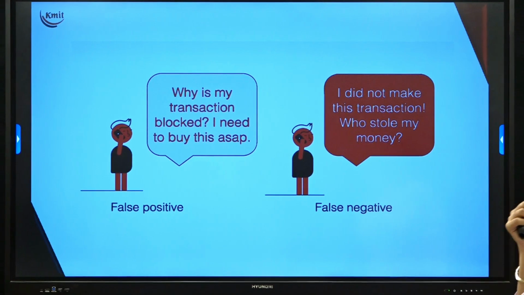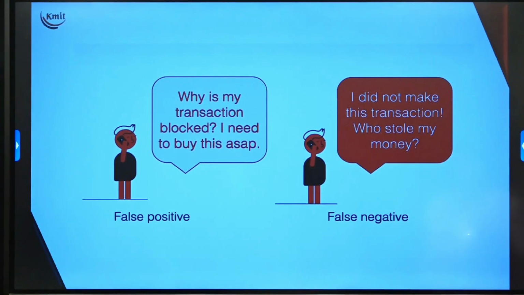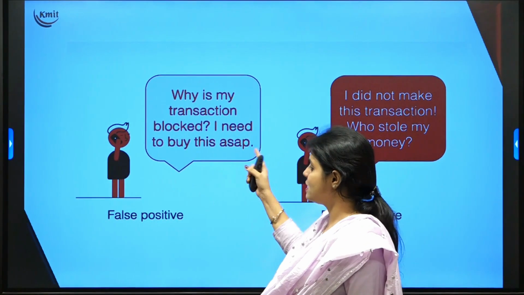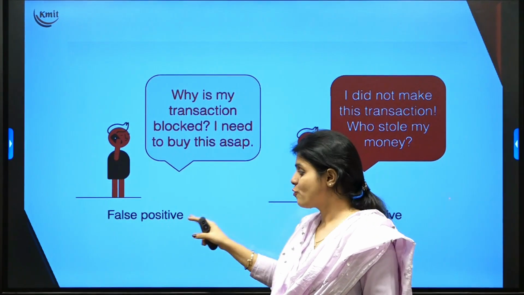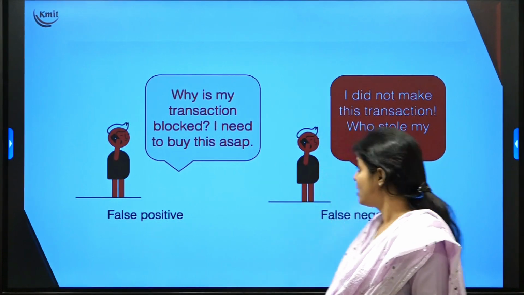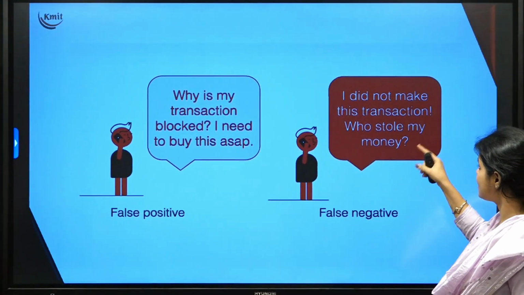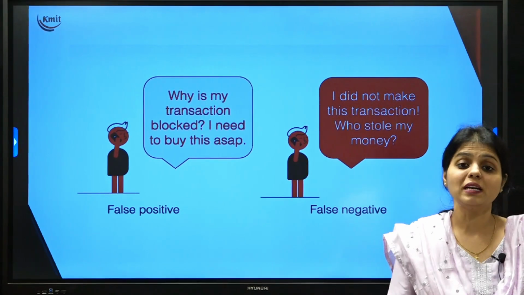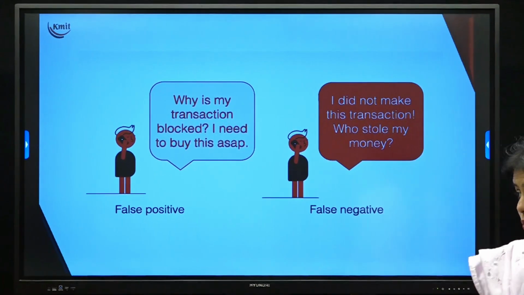Now, when you talk about false positive and false negative: why is my transaction blocked? I need to buy this ASAP. So this is falsely predicted as positive. And when you say, I did not make this transaction, who stole my money? That is falsely predicted as negative.